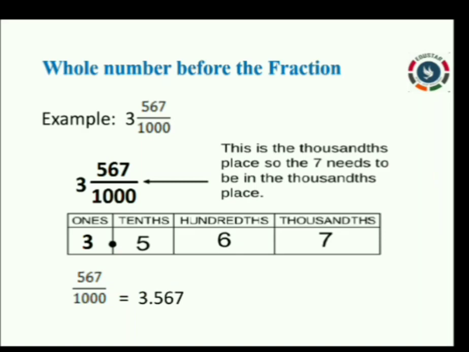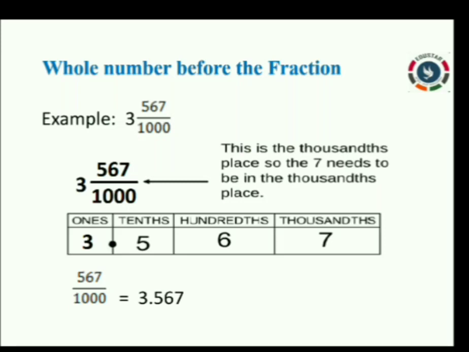Suppose you have a whole number before the fraction, then how will you convert the mixed fraction into decimals? You have to write the whole part as such, then you have to check the fraction. In the fraction, your denominator is 1000. Your last digit is 7. So 7 should be in the thousandths place. Let's start to write. So 3 is your whole part. 3, then you have to keep the decimal point. Then 7 is in the thousandths place.